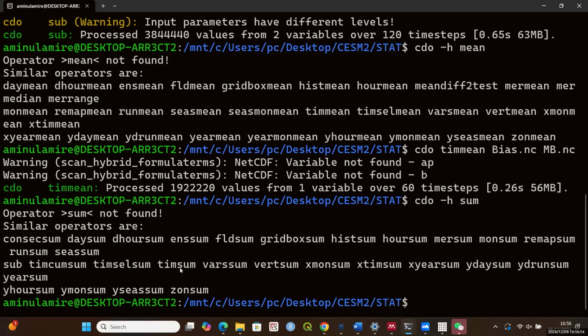So remember, if you want to use add or sum, it's when there are two different files, and you want to check their differences or you want to add them. But within the file, your data is in daily or monthly in the same file, and you want to add it. All the months you want to add, you want to get the totals. You can just use sum, time sum.